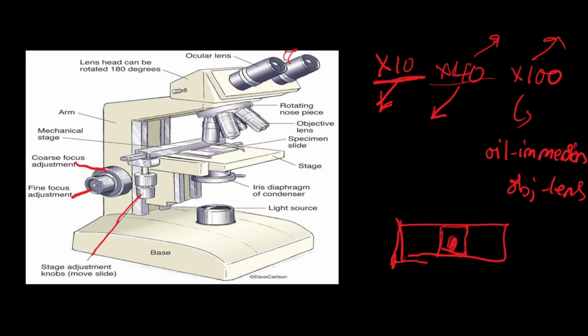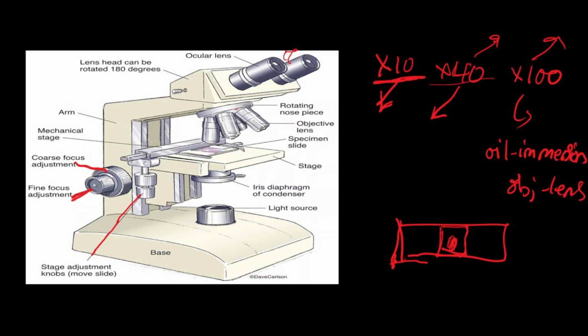So what the fine adjustment knob is used for is focusing the object at high magnification. So at magnification of times 40 and times 100, it helps to focus the slide.